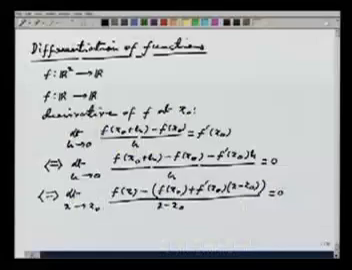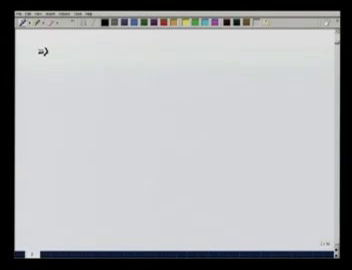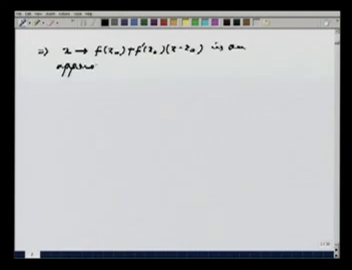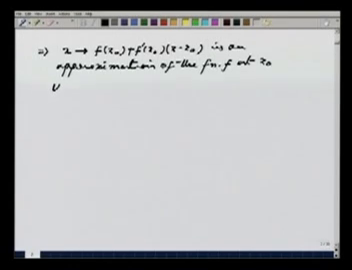So what does this say? This implies that the function x going to f of x0 plus f prime x0 into x minus x0 is an approximation of the function f at x naught, and also the graph.